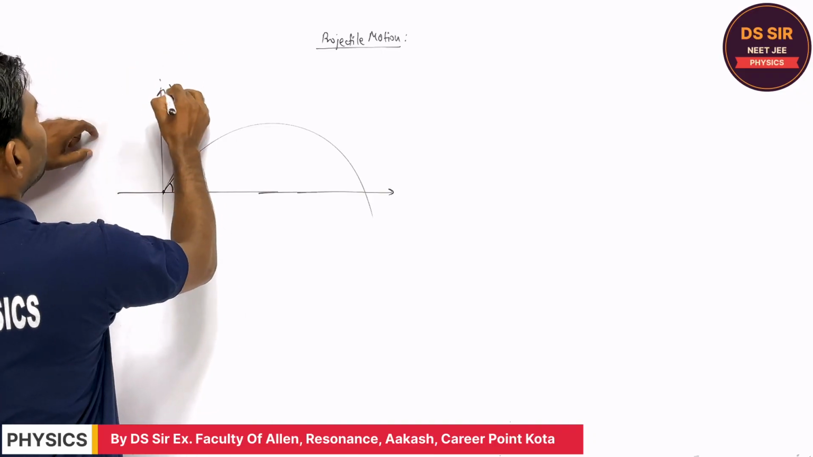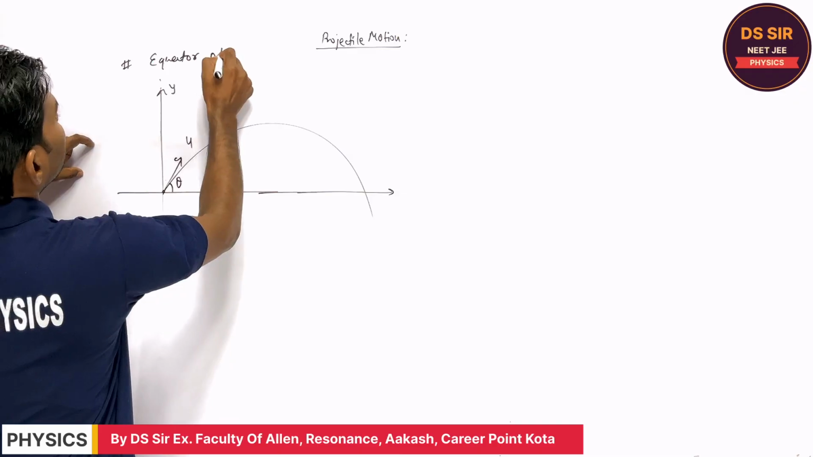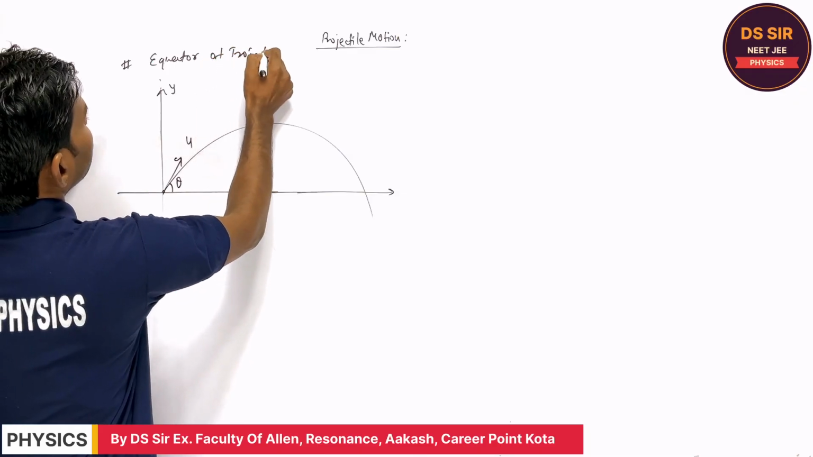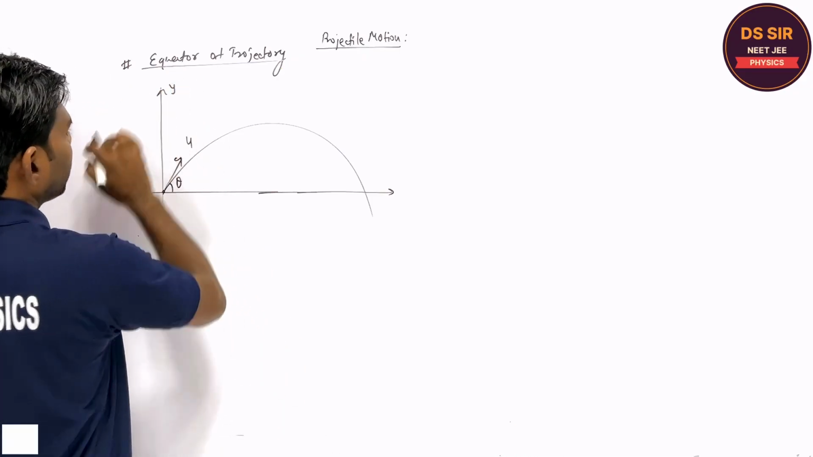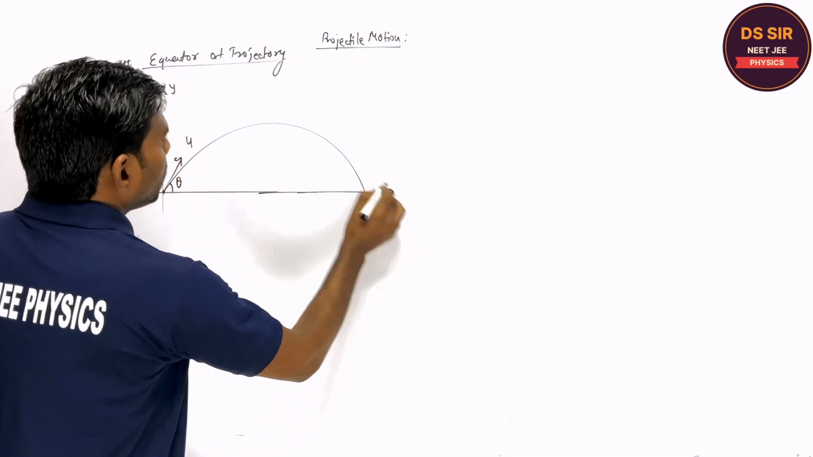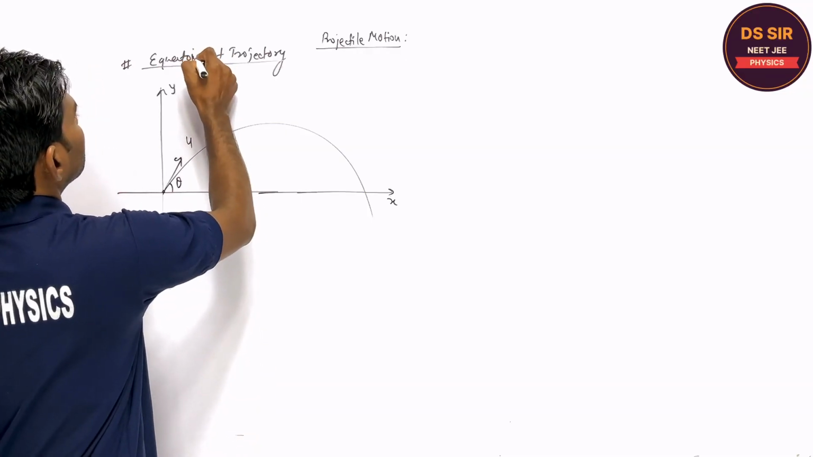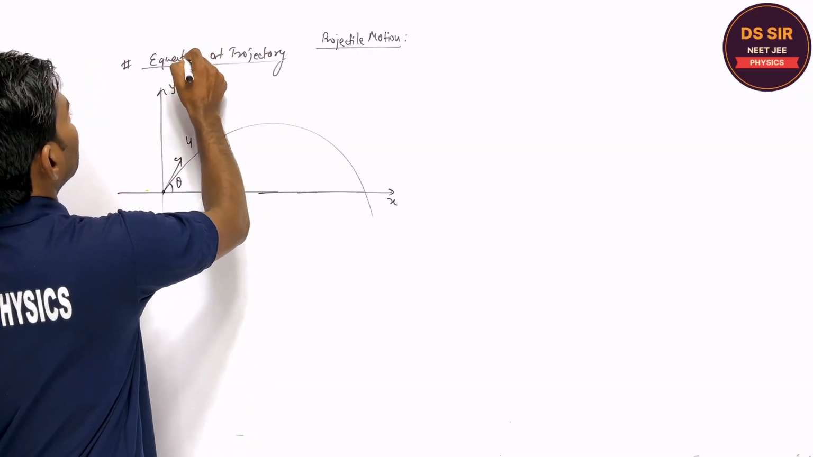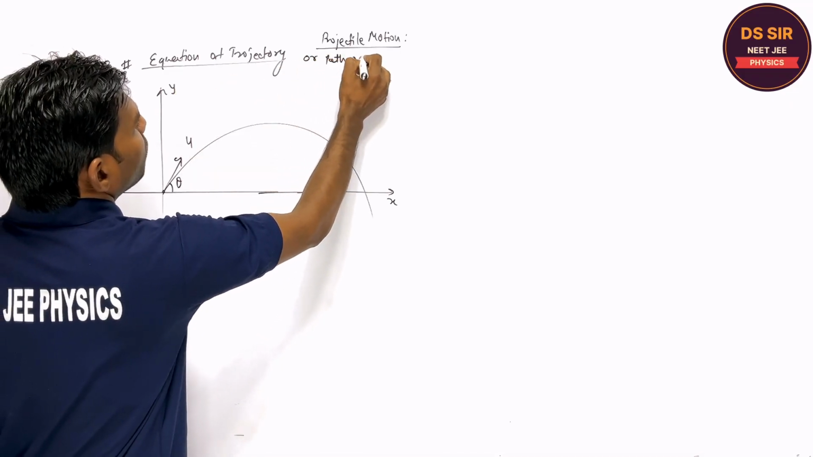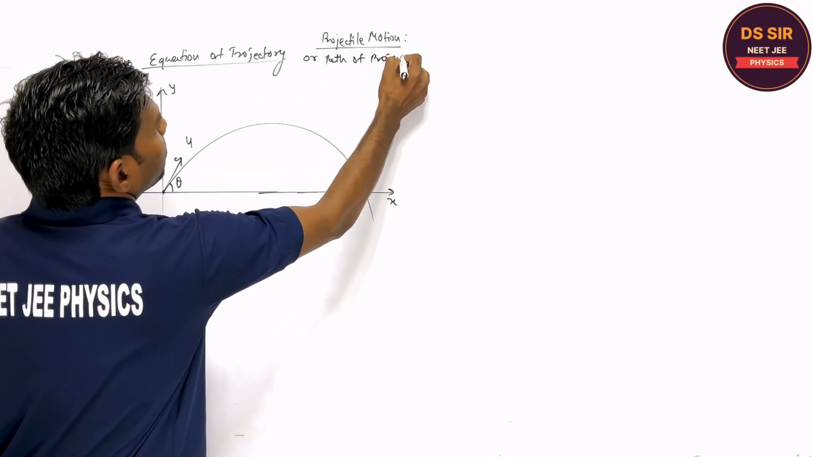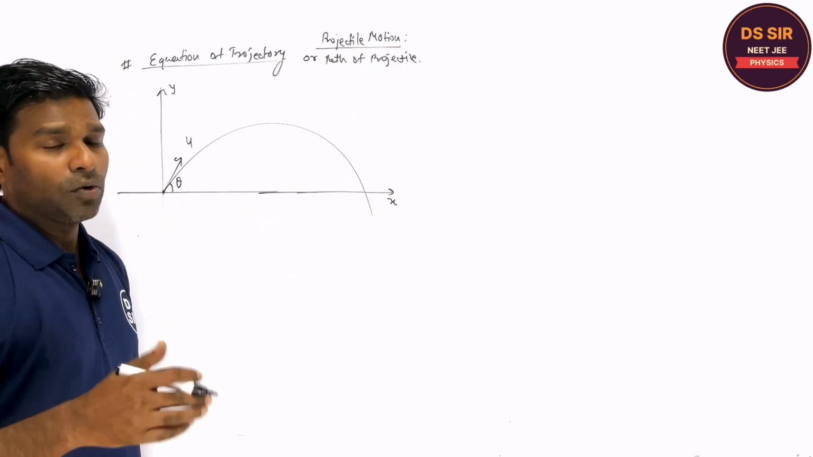So you may write the heading, the equation of trajectory, or path of projectile you can also write, right? So listen one thing, what is the path of projectile, or the equation of trajectory or path of projectile, right? So what is the meaning of the equation of trajectory or path of projectile?